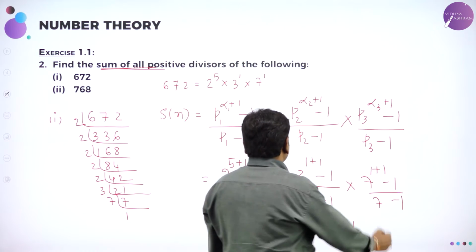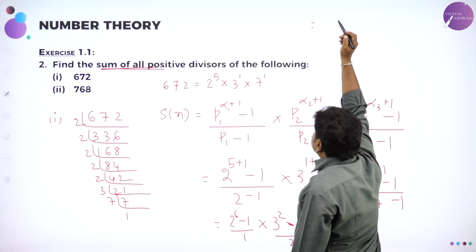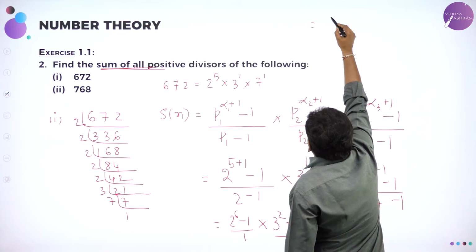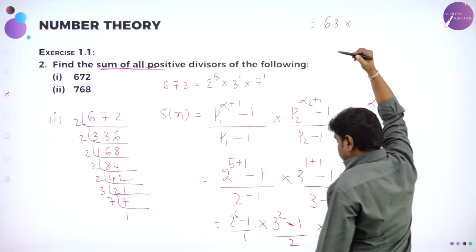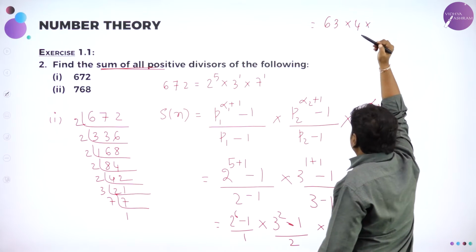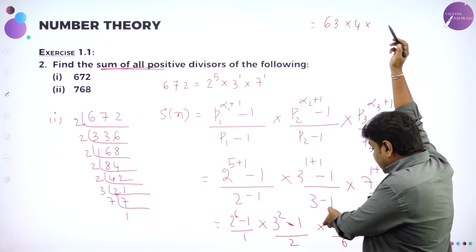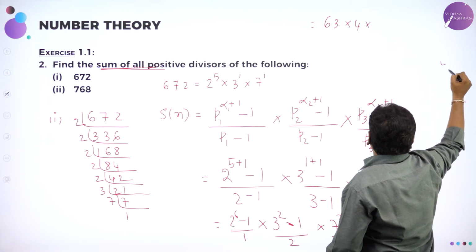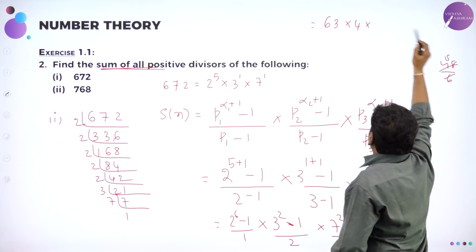Further simplify this, you will get 2 power 6. 2 power 5 is 32, 2 power 6 is 64. 64 minus 1 is 63, into 3 square is 9, 9 minus 1 is 8, 8 by 2 is 4, into 7 square is 49, 49 minus 1 is 48, 48 divided by 6 is 8.